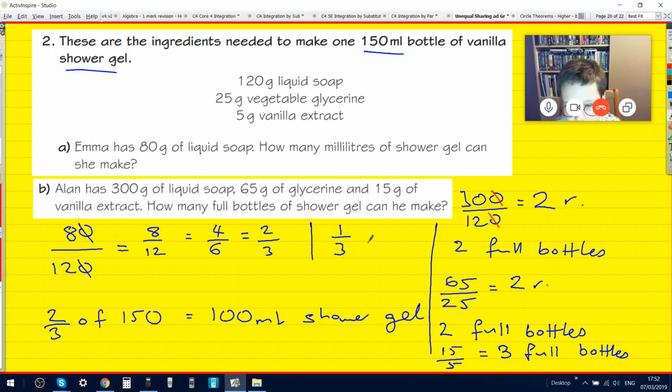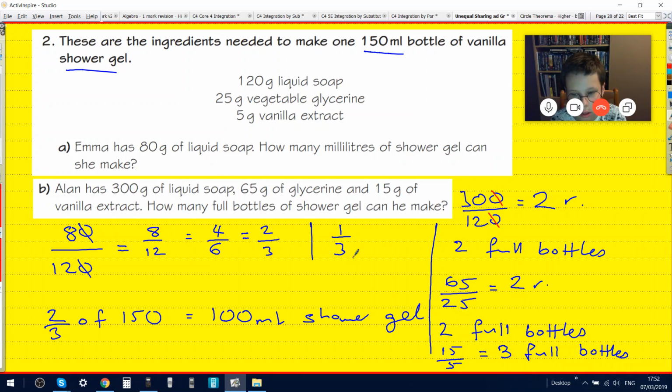And so how many full bottles can they make with the ingredients they have? 7. No. So they'd use up all the ingredients as they go. Okay. So they can either make 2 full bottles or 3 full bottles with the ingredients.